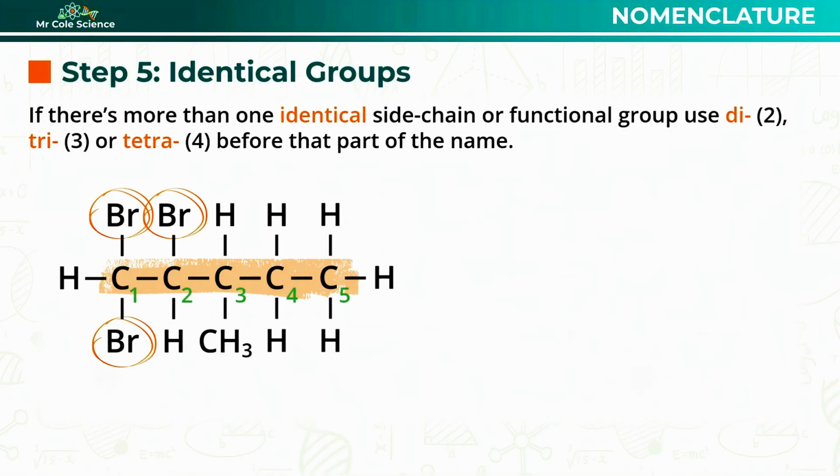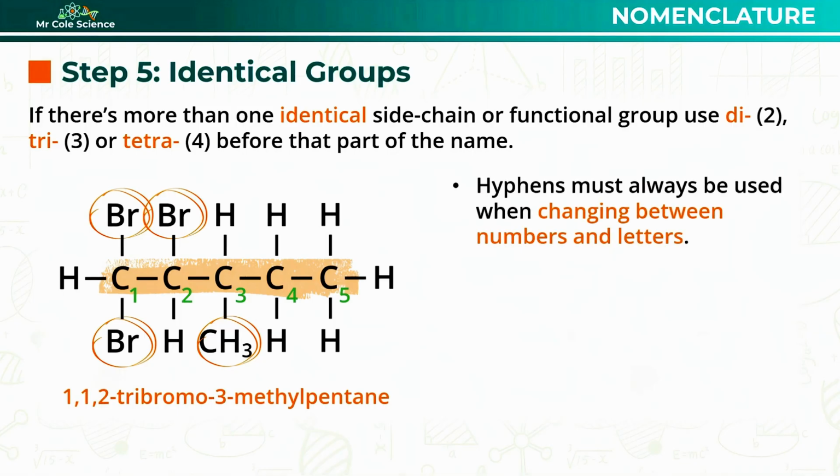I then think about the methyl group and put my prefixes in alphabetical order. B comes before M, so the bromo prefix must come before the methyl prefix. Applying step 5 lets me group the bromos to give 1,1,2-tribromo-3-methylpentane. Now there's a few important bits to note.